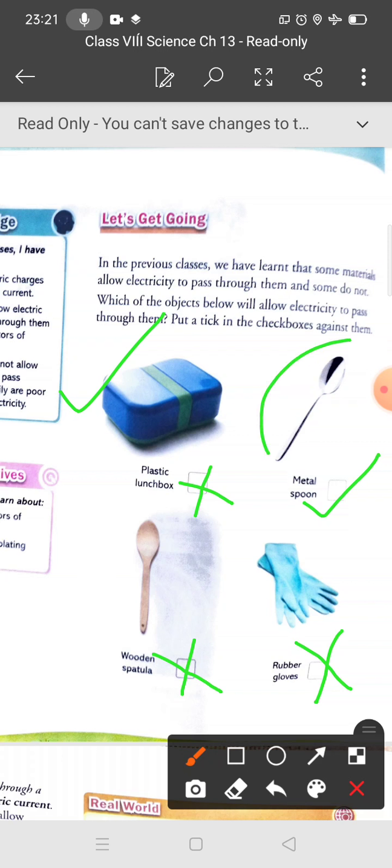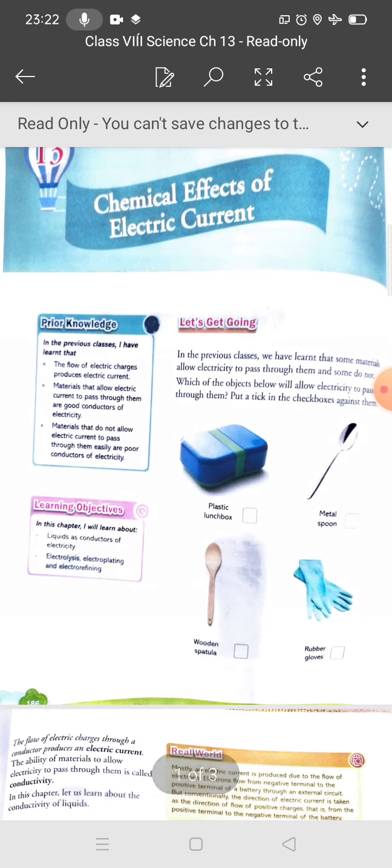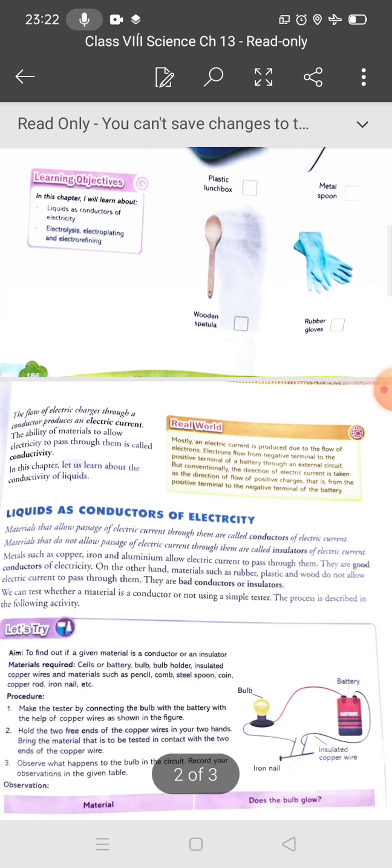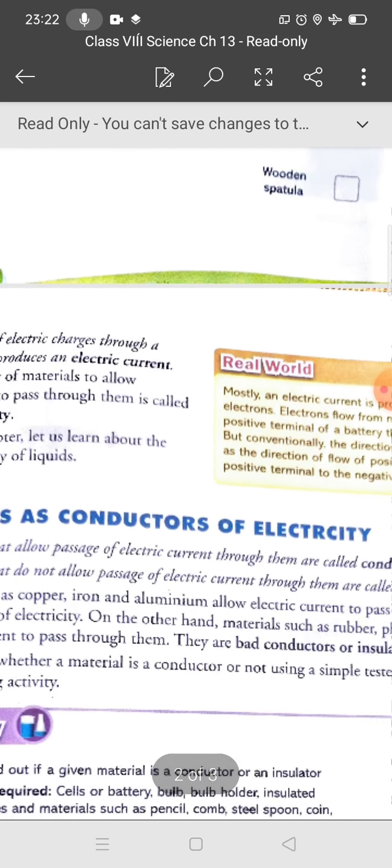Yes, this metal spoon is a good conductor of electricity. Why is it a good conductor of electricity? Because it allows electricity to pass through it. So that's why it is a good conductor of electricity. Okay, now students, you can see. Now what is the electric current? You can say this, what is the electric current?